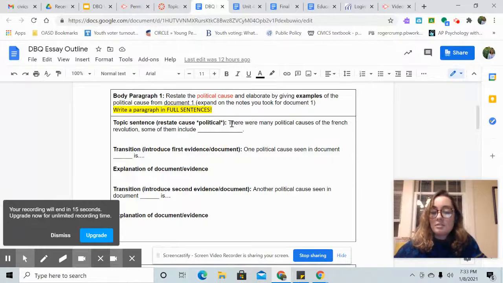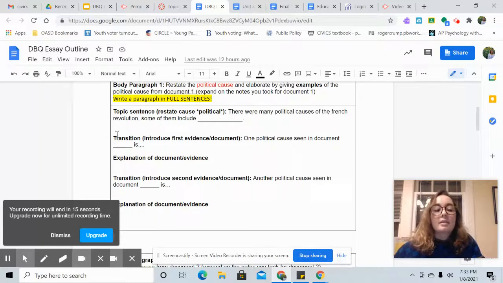So you're going to introduce: there were many political causes of the French Revolution. Some of them include, say what you're talking about in your paragraph. Now is time to actually give your evidence, which in this case is the documents that you're using that you took notes on. No outside research on the internet, just the documents.